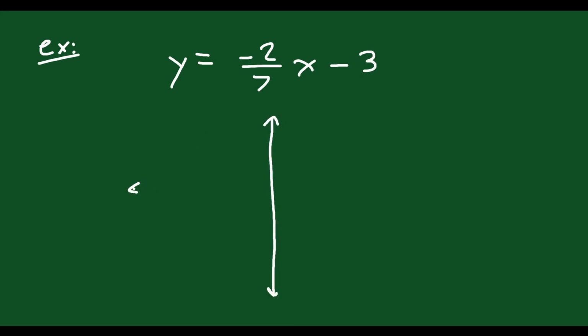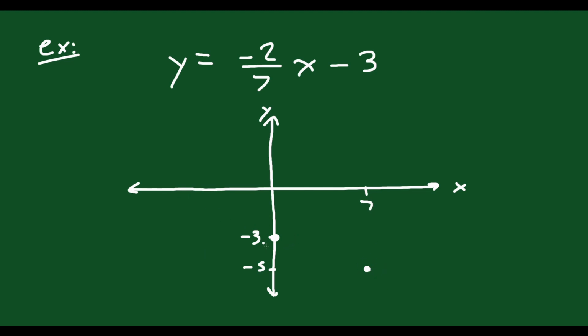Let's do one more. Let's say we have y equals -2 over 7x minus 3. Same idea. I'm going to start at -3. That's my y-intercept. So I'm going to start right there. Okay. And now to go to the right, I have to go down 2 and over 7, right? Because my rise is -2, so I go down 2, 1, 2, you end up at -5, and then to the right 7. So I'll be over here at 7. That's where this point is.